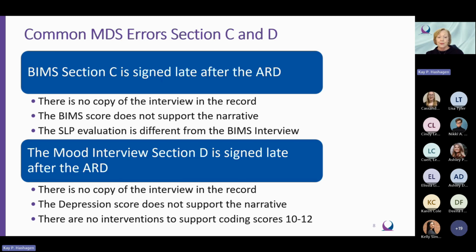And also, if you have a lot of patients that are scoring 10 to 12, we know that residents who live in long-term care often have depression, but if they are on the proper medication and they have good activities programs and other non-pharmacological interventions, we shouldn't see every patient having a score of 10 to 12. We know that CMS uses data mining, so if you have trends like that, that is something you want to be aware of.